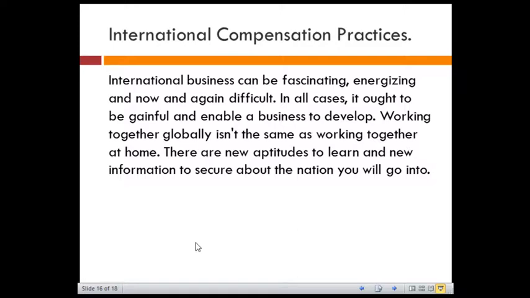These are some international compensation practices. The international business can be fascinating, and some might say energizing, and sometimes difficult. In all cases, it ought to be gainful and enable the business to develop. Working together globally isn't the same as working together at home. There are new aptitudes to learn and new information to secure about the nation you will go into.